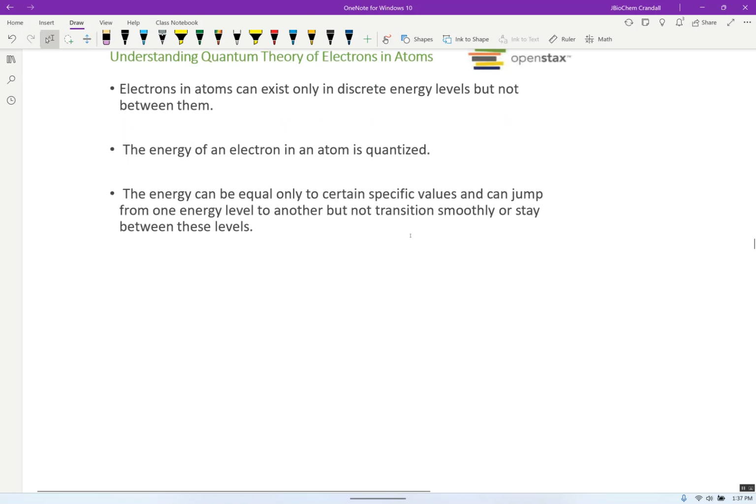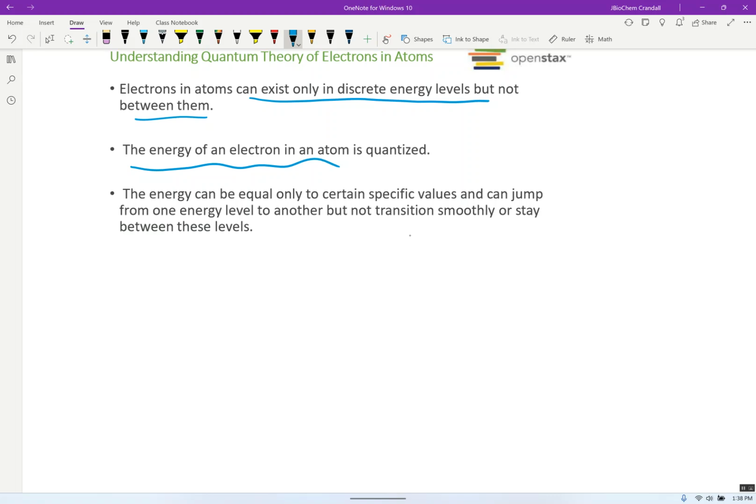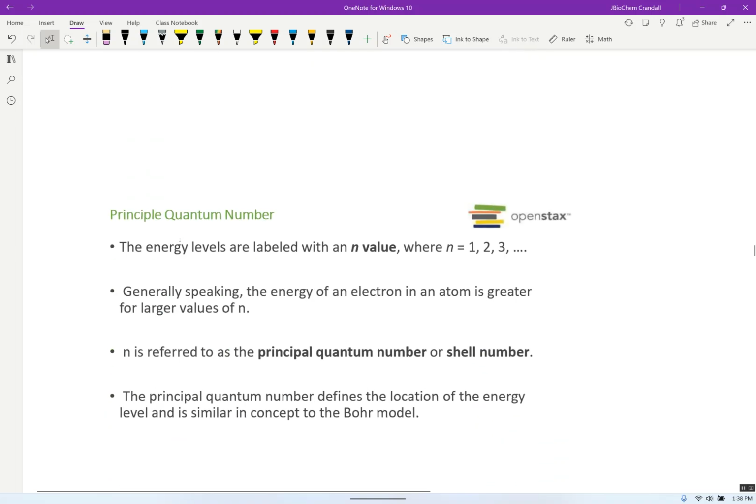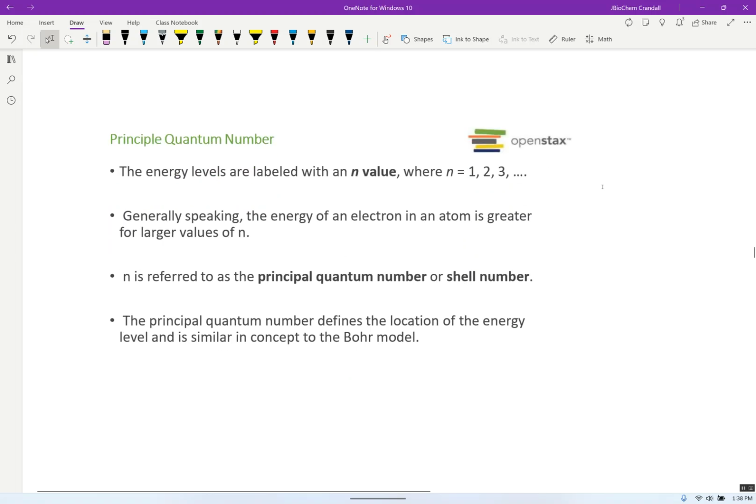Electrons in atoms can exist only in discrete energy levels, but not between them. The energy of an electron in an atom is quantized, like we've been talking about. The energy can be equal only to certain specific values and can jump from one energy level to another, but it can't stay where it jumps to. It needs to relax always to its ground state.